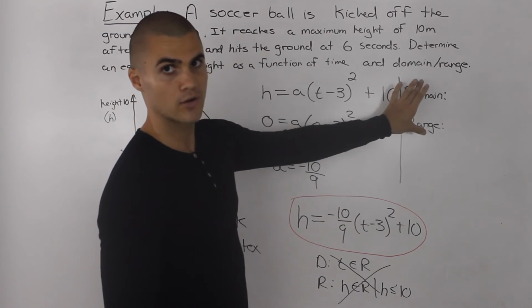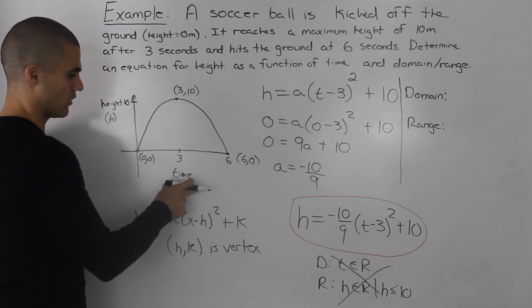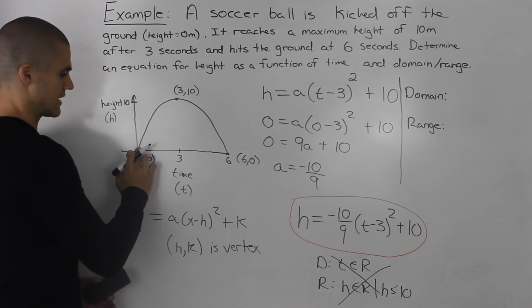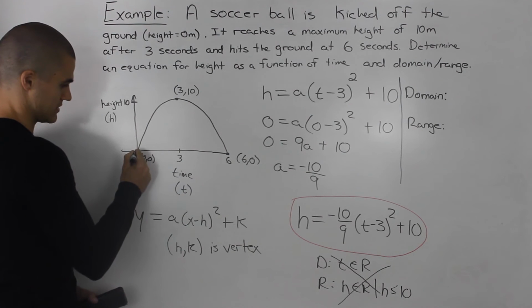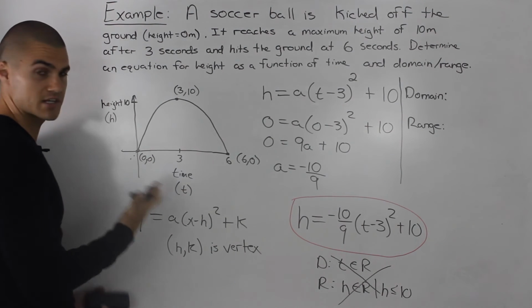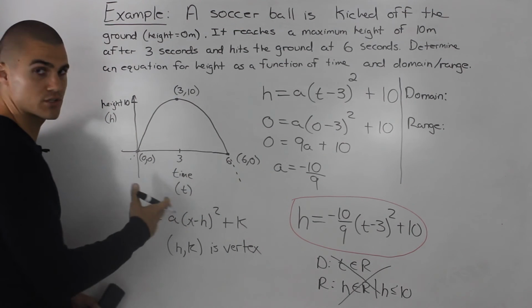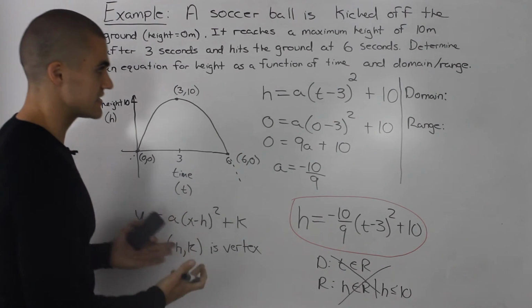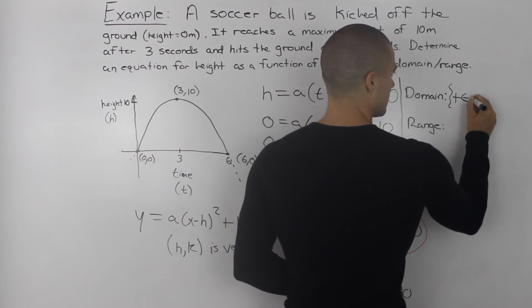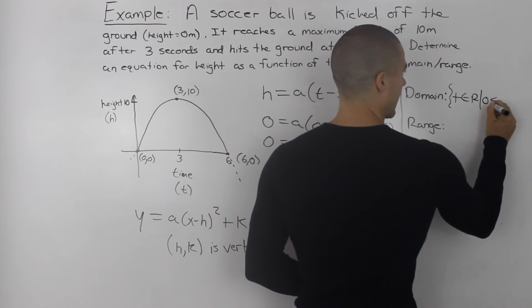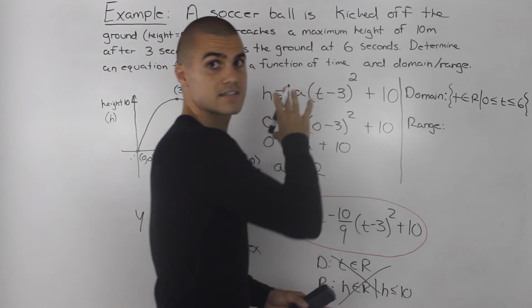So what would the domain and range be for our specific scenario? Figuring out the domain and what values the time can take, notice how the time can only be between 0 and 6 seconds. Because before 0 seconds, you would have a negative height and a negative time, which doesn't make sense. And after 6 seconds, you would have a negative height, which also doesn't make sense. So the t value can be anything, however, it has to be between 0 and 6 seconds in this scenario.